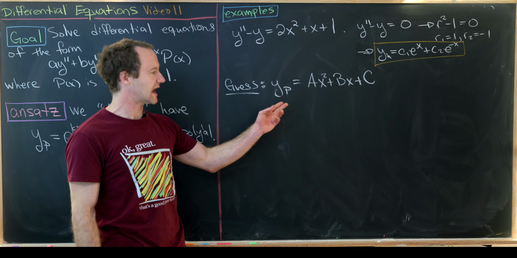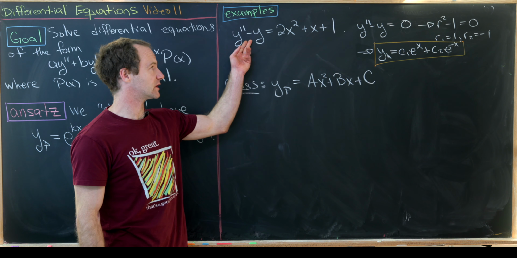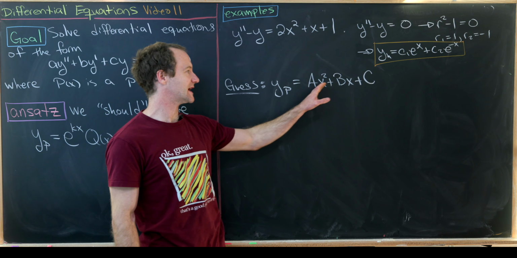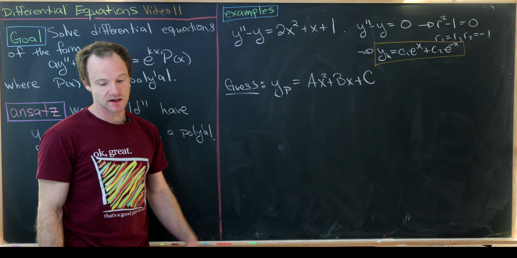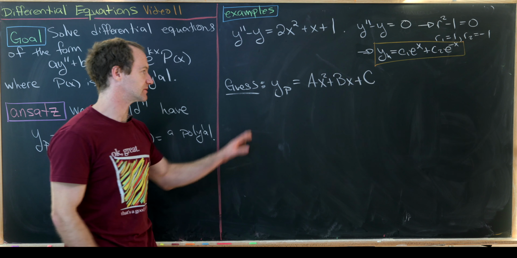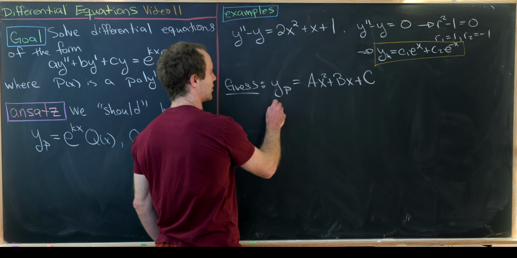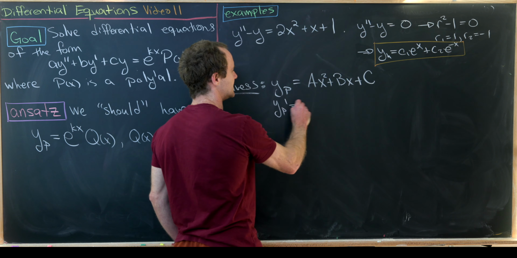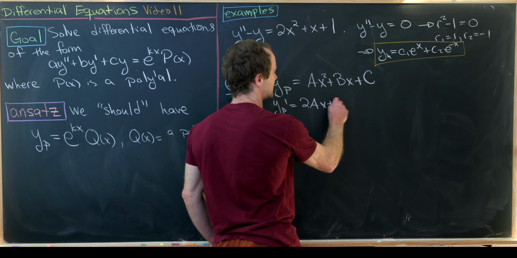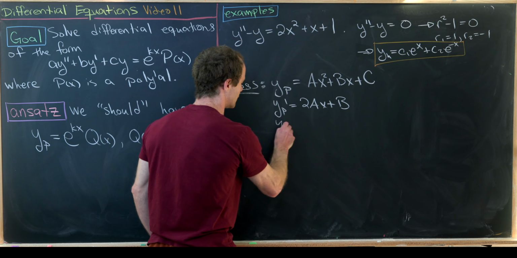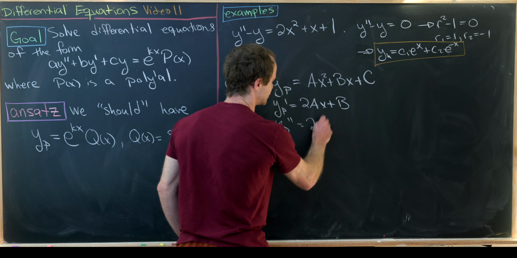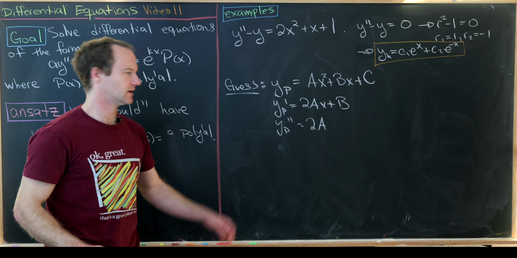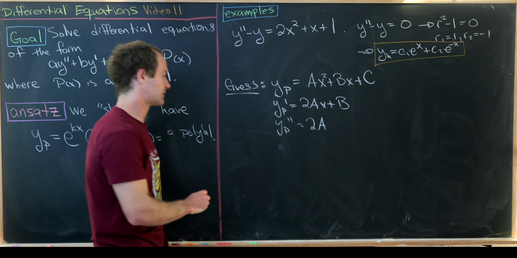Okay, so now our game will be to plug this function into our differential equation, tweak A, B, and C until we've got a particular solution. We're going to need y double prime, so let's calculate yp prime, which is 2ax plus b. That means yp double prime is just 2 times a. Again, that's just from derivative rules.